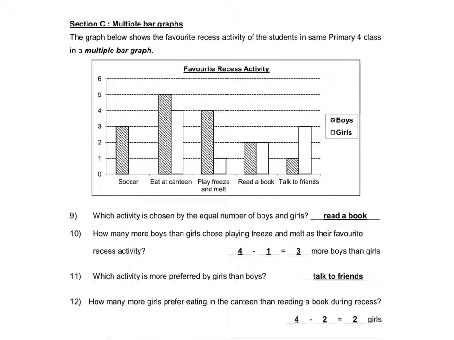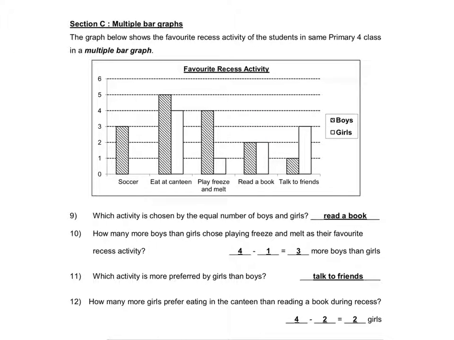Which activity is more preferred by the girls than the boys? You're looking for the bar where the white bar is taller than the shaded bar. The only one is talk to friends. How many more girls prefer to eat at the canteen than read a book? We're talking about girls, so we're comparing only the white bars. Eat at canteen is this one here, which is 4. Read a book is 2. So we need to find the difference, which is 4 minus 2.